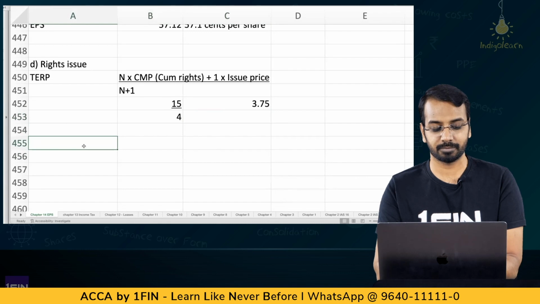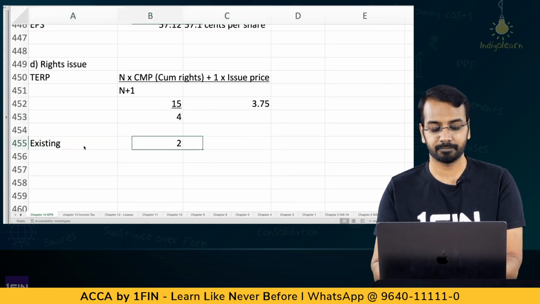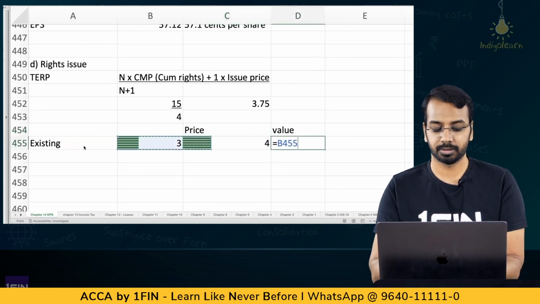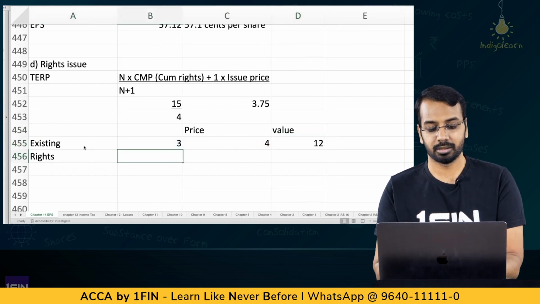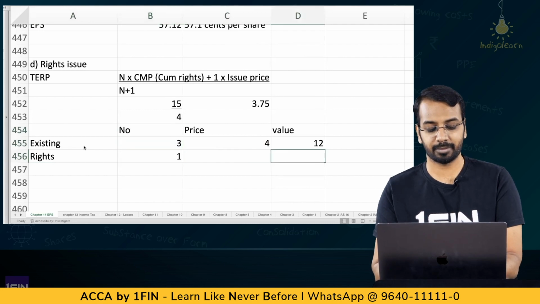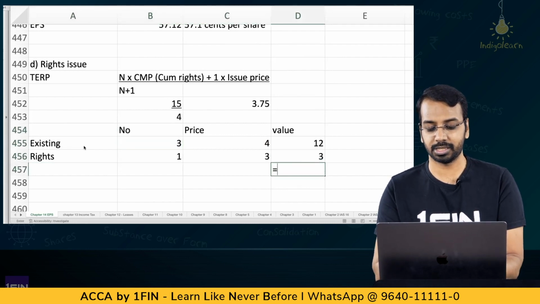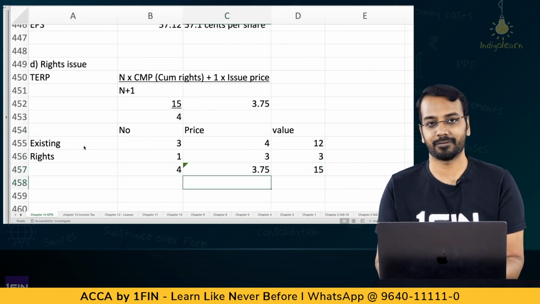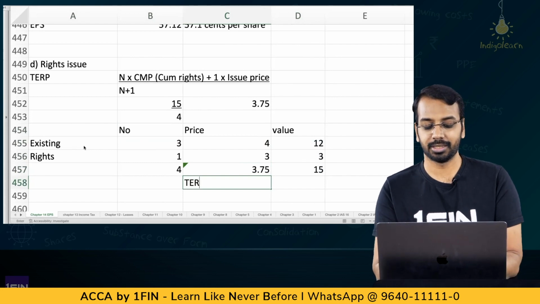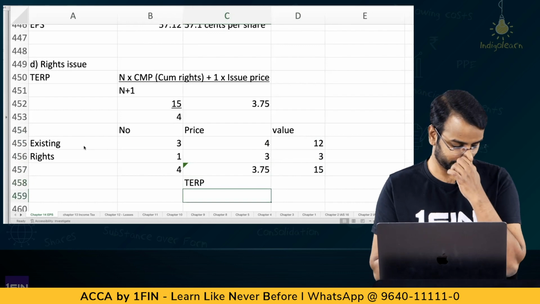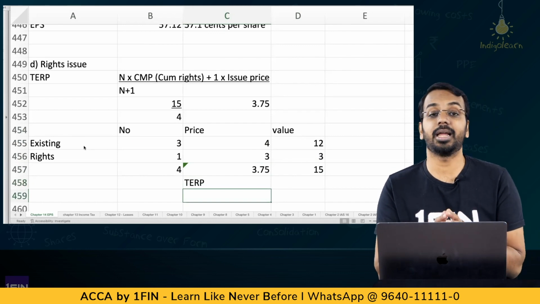Another way to do it is existing 3, price 4, value 12, then rights, you will get 1 share at a price of 3, so which is 3, the total of this is 15, the total of this is 4, so the average price becomes 15 divided by 4, which is 3.75. So that is the theoretical ex rights price.